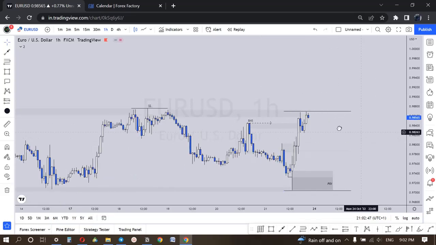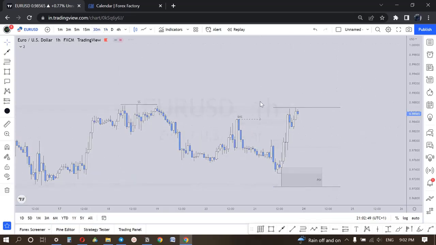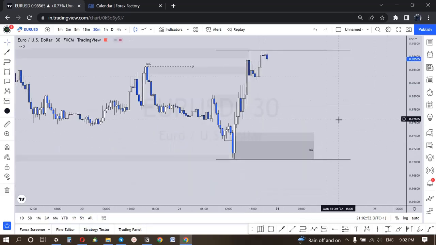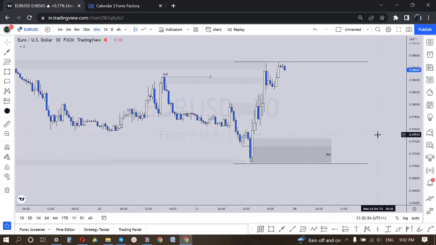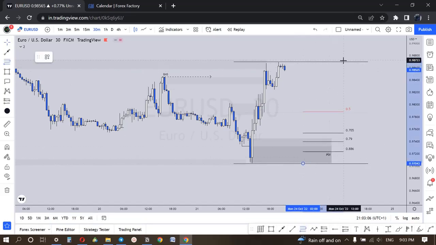This is what I'm really looking at on EUR/USD. Let's keep it on the 30 minutes time frame. Let me bring out my fib level so that we can see how those areas of my interest are actually aligning with our premium zone. From the swing low to the swing high, where do I look for mitigation aligning with my fib level?